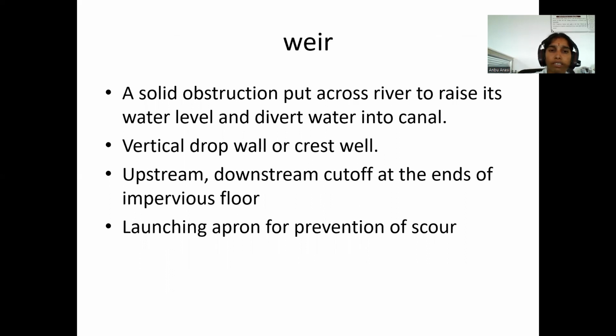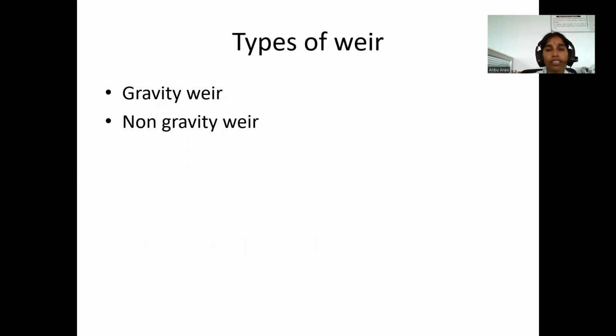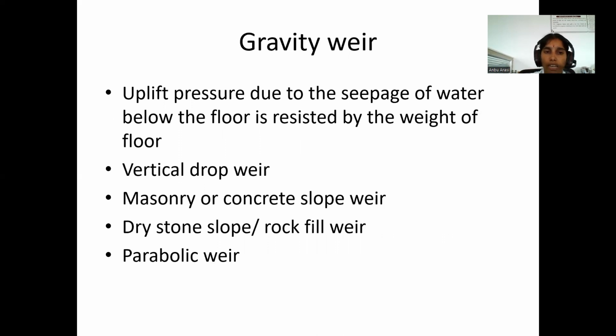Weir. A weir is a solid obstruction put across the river to raise its water level and divert water into the canal. Components: vertical drop wall or crest wall, upstream and downstream cutoff at the ends of the impervious floor, and launching apron for prevention of scour. Types of weir: gravity weir and non-gravity weir. In a gravity weir, uplift pressure due to the seepage of water below the floor is resisted by the weight of the floor.